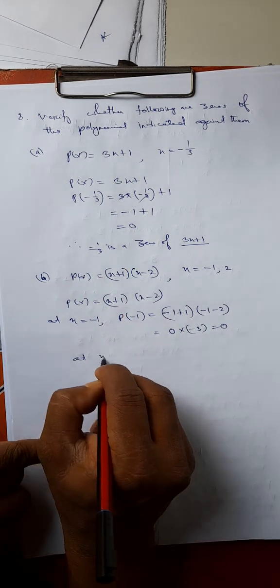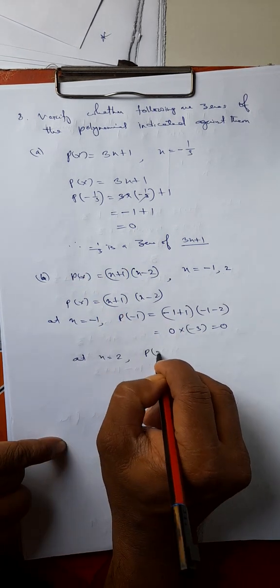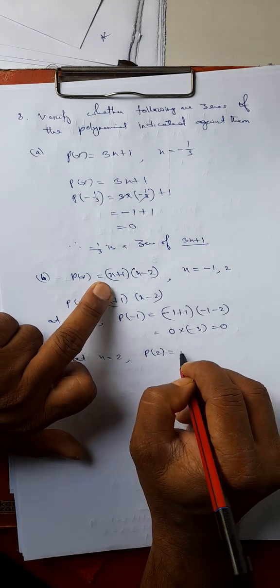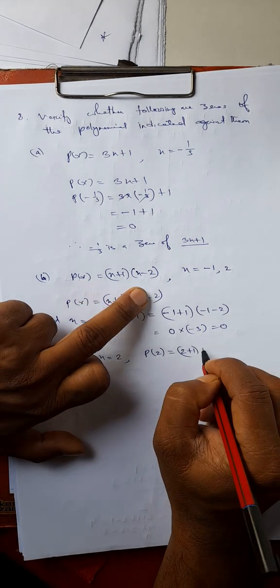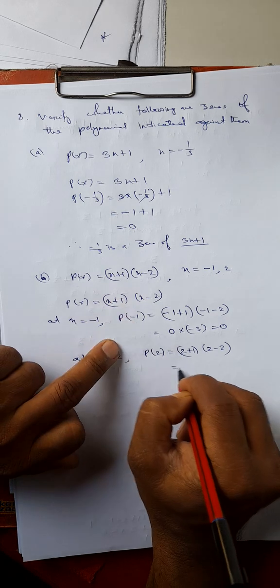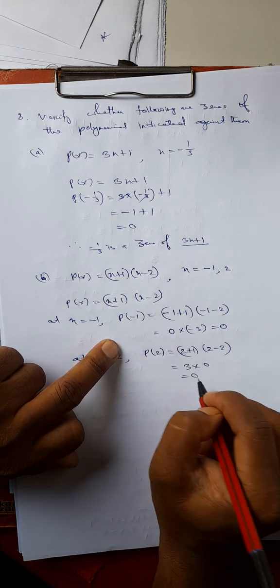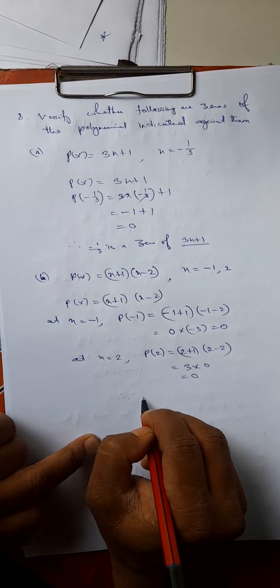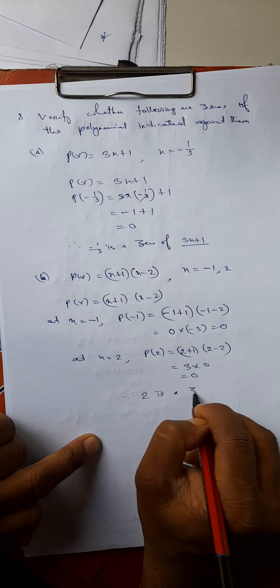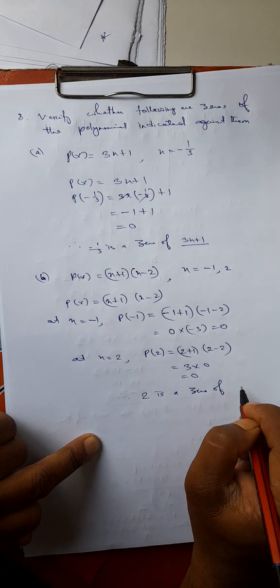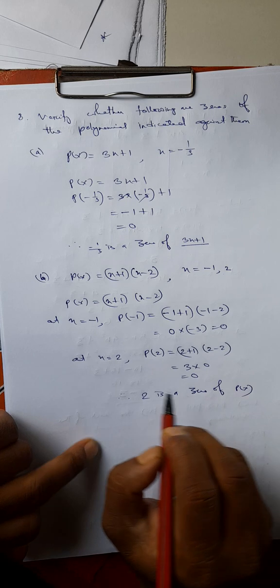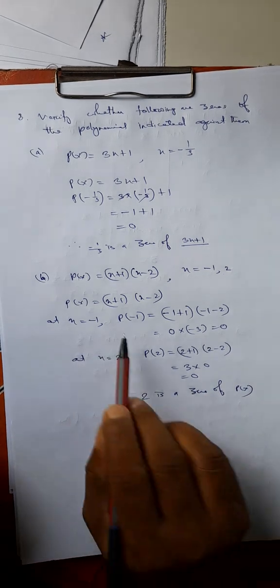At x equal to 2, P(2) equal to, you find that 2 plus 1, 2 minus 2. That means 3 into 0 equal to 0. Therefore, 2 is a zero of P(x). Similarly, minus 1 is also a zero of this polynomial.